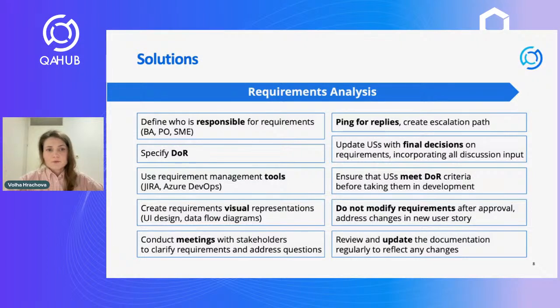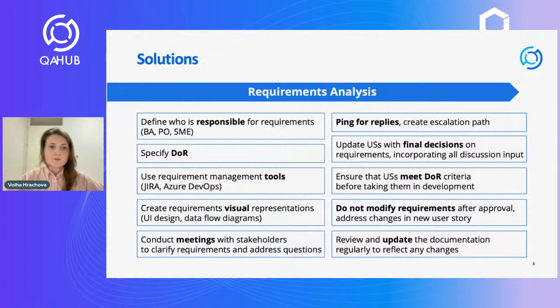So first of all, we should define who is responsible for the requirements. The projects are different and there can be different roles, but ideally, we should always find a person who is responsible, whom we can reach to get answers. It can be business analysts, product owners, consultants, subject matter experts, but we should always have such people.